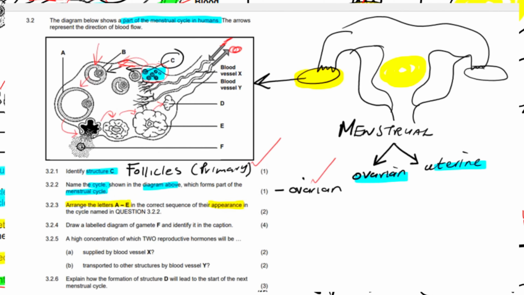We've already identified the trend that C is the smallest. It develops to become something like B, and it develops and becomes big again like A, and A releases something here, which is F. Then this structure will start to degenerate and become something like E, and eventually become smaller and become D. So that is basically the sequence there, because it is explaining the changes that are happening to the smallest primary follicle.